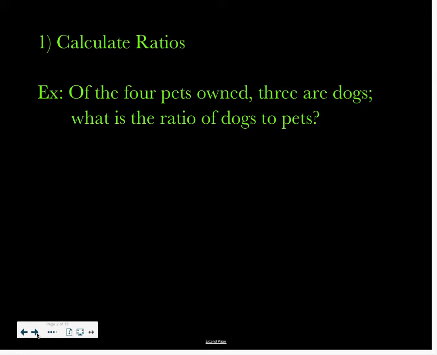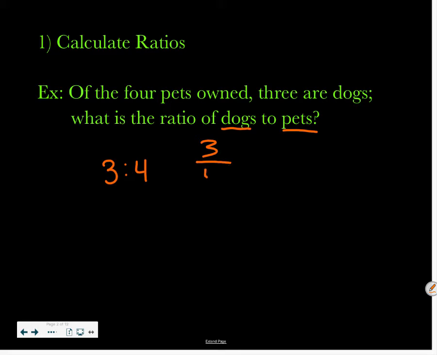Okay, so the first thing you want to make sure you can do is calculate ratios. So an example: of the 4 pets owned, 3 are dogs. What is the ratio of dogs to pets? One of the most important things to note here is the order that it gives you. It says dogs first, then pets. So we have 3 dogs to 4 pets. Okay? So that's how I would expect you to write that.